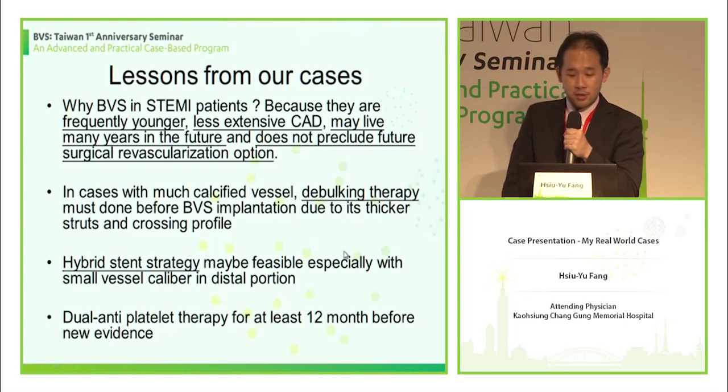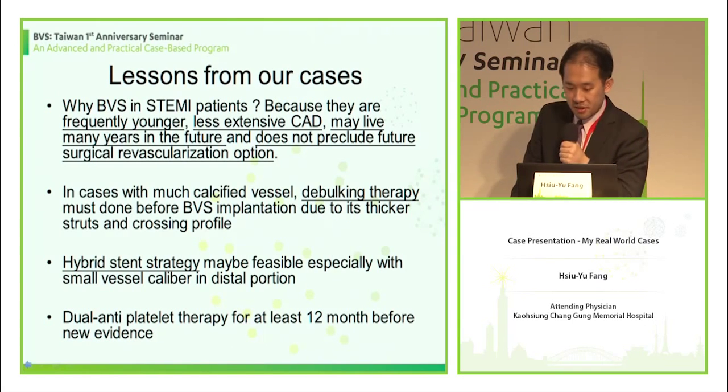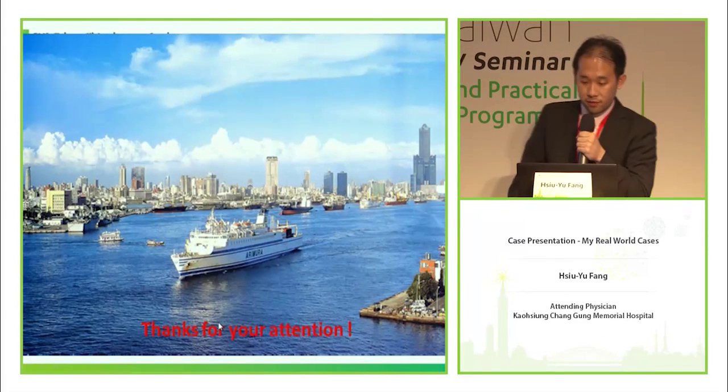And hybrid stent strategies may be feasible, especially when the vessel caliber in the distal portion is small, and dual antiplatelet therapy for at least 12 months before new evidence is released. Thanks for your attention.